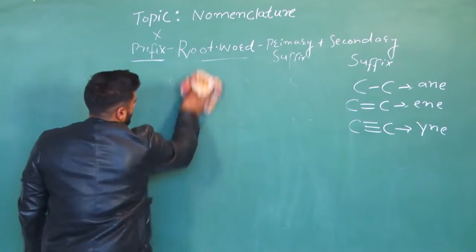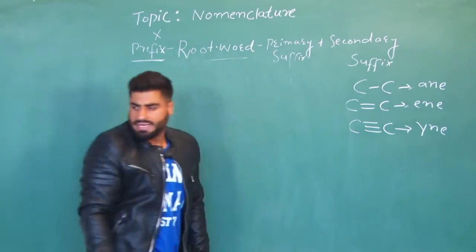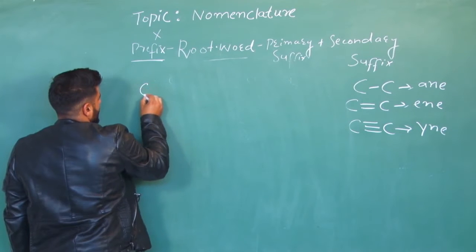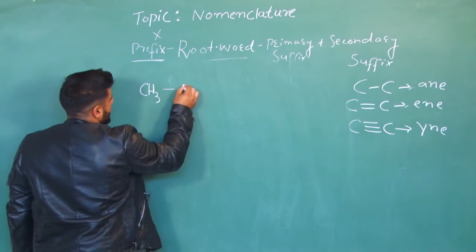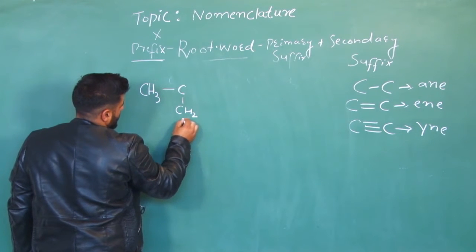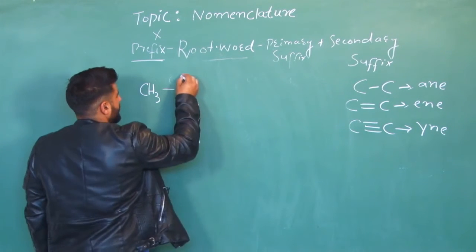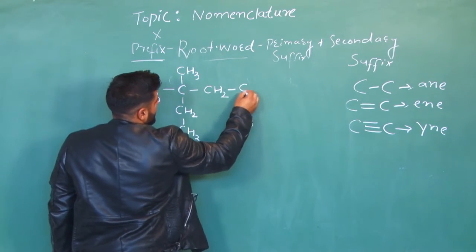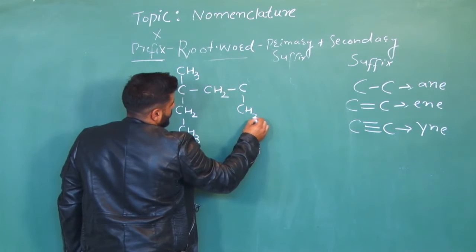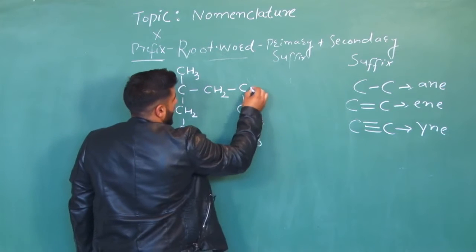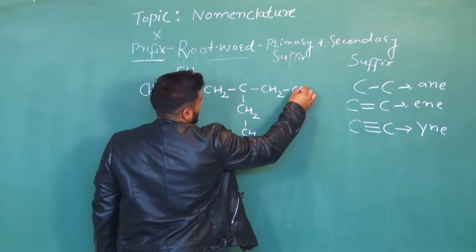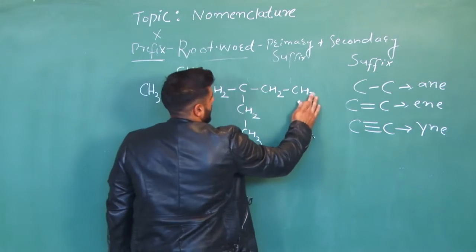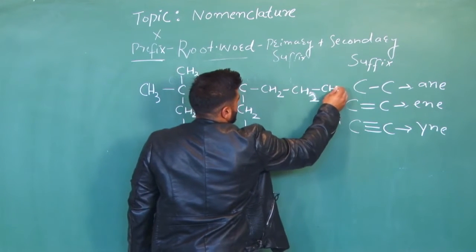Suppose now I will be taking a very complex compound. The compound is like this: CH3, then C, then CH2, then CH3. We have CH3 here. We have CH2, we have C, we have here CH2, we have CH3. And now we have CH2 and we have CH3. CH2 and we have CH3.